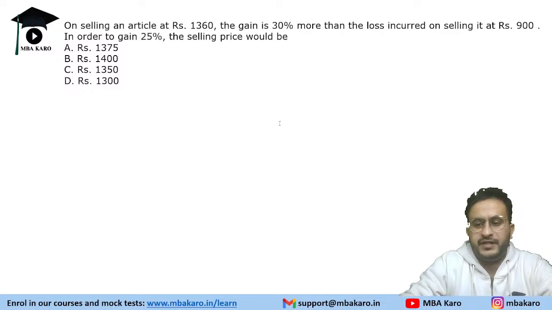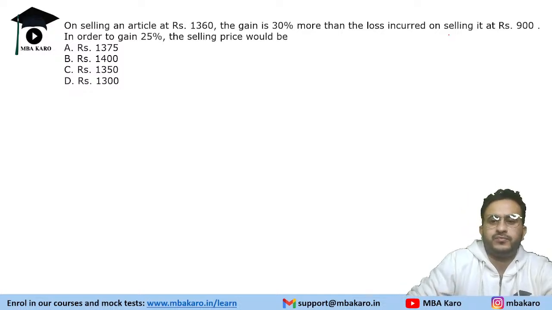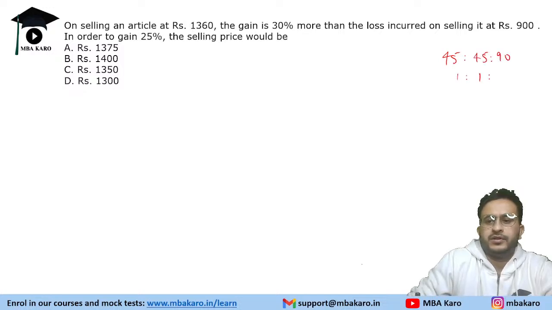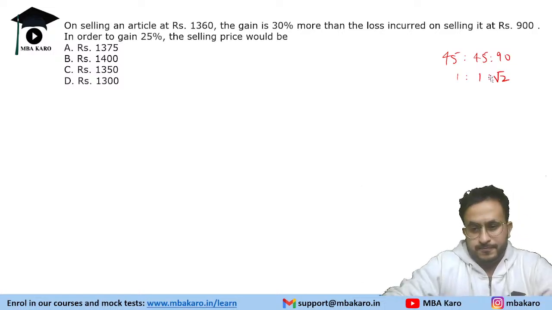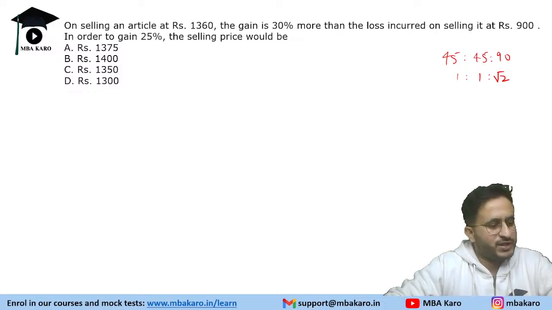45, 45, 90 is 1, 1, root 2. There's a video on heights and distances on our channel, you can watch that. It covers different varieties of questions.